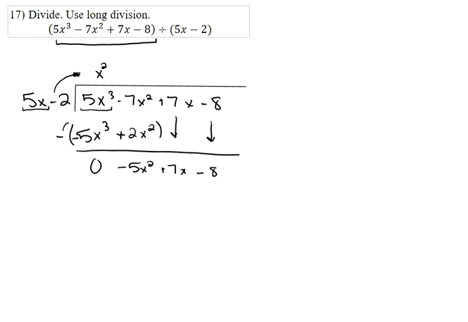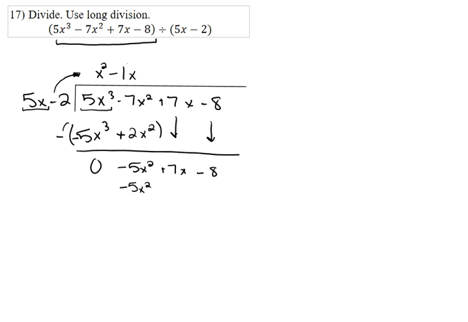Now you repeat the process all over again. So what times 5x will get you to negative 5x²? So we see that our coefficients are different. One's positive and one negative. So we already know that we need to put a negative sign here. Now we can see that 5 and 5 are the same, so we keep it at 1. And to get x to x², you have to multiply it by another x, because x times x is x². So 5x times negative 1x is going to be negative 5x².